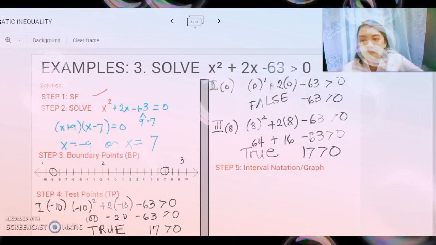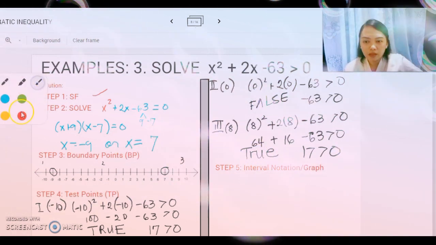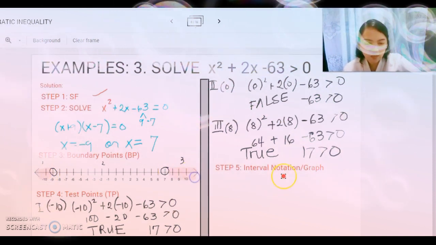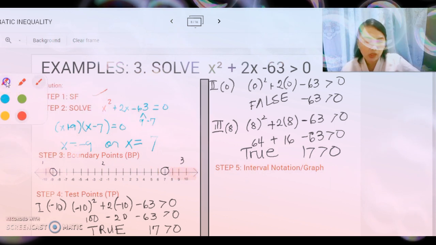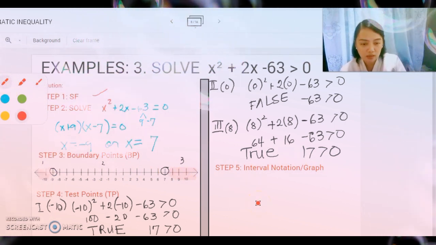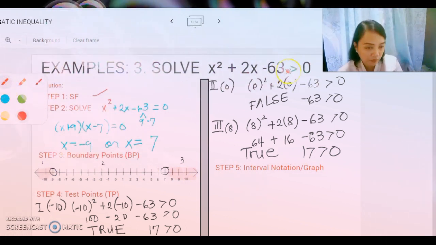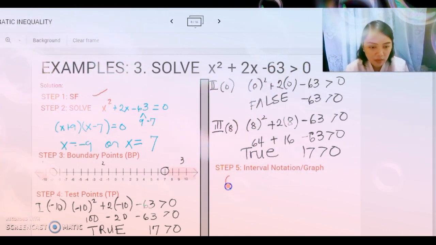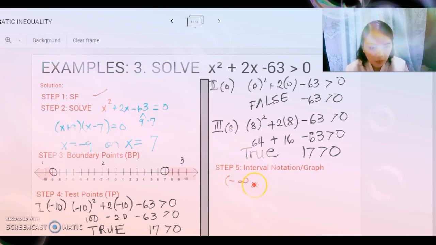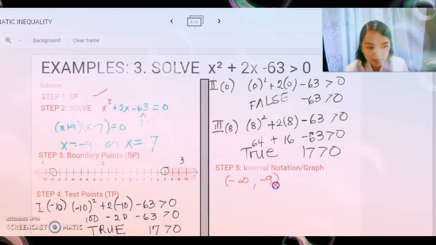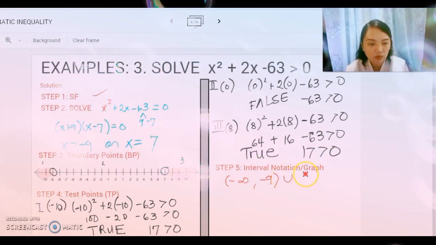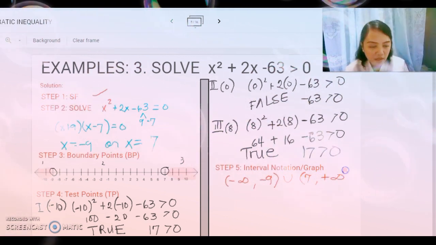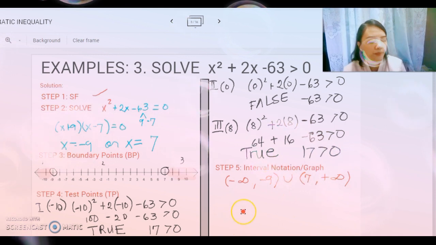So, ang true lang natin is itong region 1 tsaka region 3. Tama? So, ano ang interval notation natin? Since ito is greater than lang, so, mula na naman kay negative infinity up to negative 9, parenthesis, union, positive 7, up to positive infinity. So, yun yung ating interval notation.